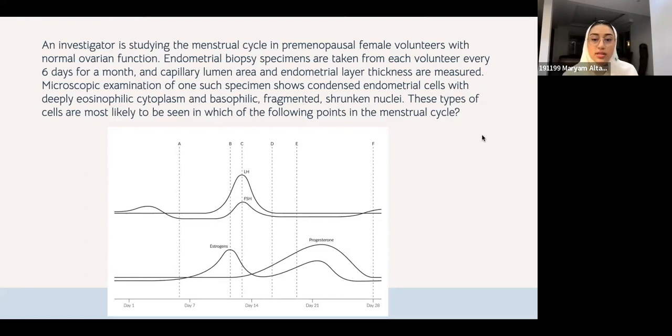So an investigator is studying the menstrual cycle in premenopausal female volunteers with normal ovarian function. Endometrial biopsy specimens are taken from each volunteer every 6 days for a month. And this is the important part. And capillary lumen area and endometrial layer thickness are measured. Microscopic examination of one such specimen shows condensed endometrial cells with deeply eosinophilic cytoplasm and basophilic fragmented, shrunken nuclei. These types of cells are most likely to be seen in which of the following points of the menstrual cycle?